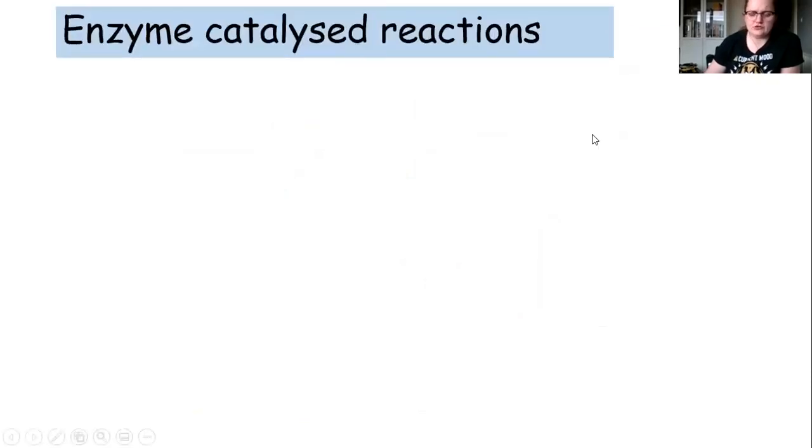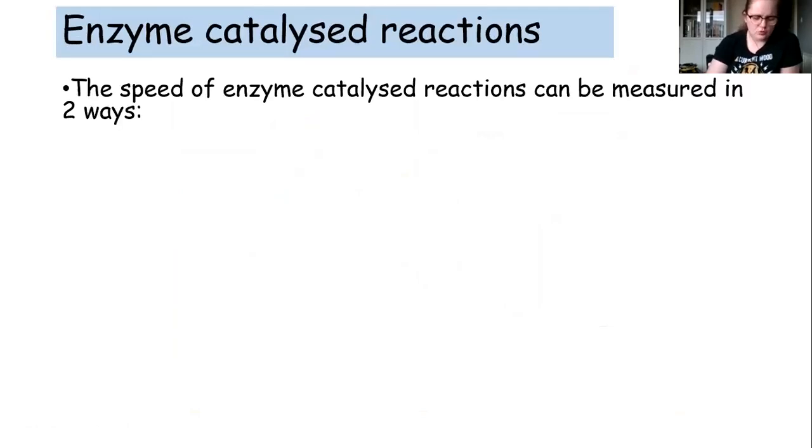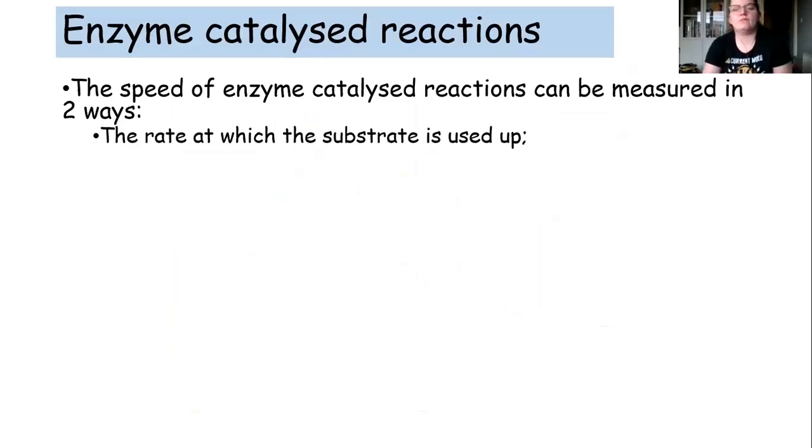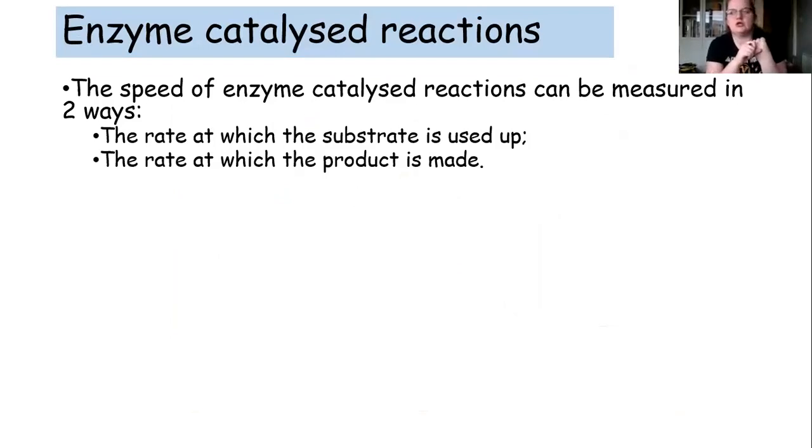So, enzyme catalyzed reactions. The speed of an enzyme catalyzed reaction, we can measure in two possible ways. We can measure either the rate at which our substrate is used up, so for example, if we were breaking down carbohydrate starch into glucose, the rate at which our carbohydrates are used up. Or we can measure the rate at which the product is made, so how quickly is our glucose being formed. So either the rate at which our substrate is used up or the rate at which our product is made.